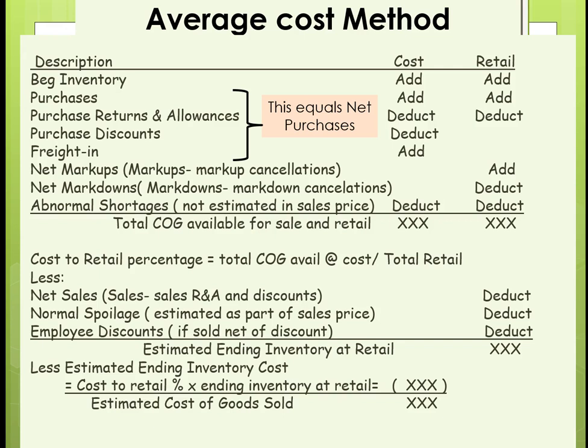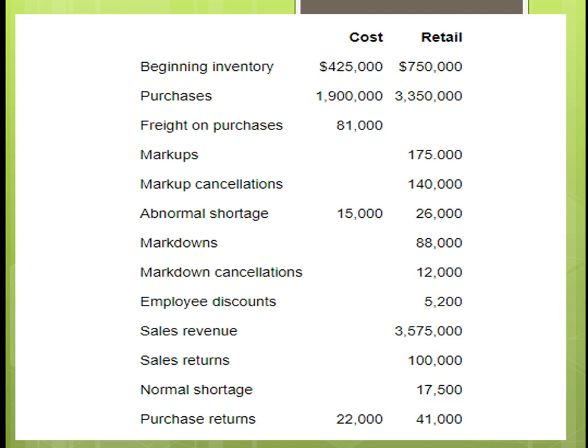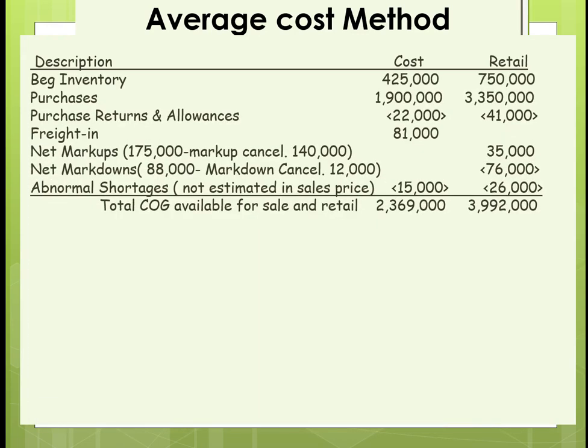Now we're going to look at an example. So this you should print out. I think it'll make it very easy to solve the problems. This is our problem. I tried to include a lot of everything in there so you can see the big picture. And now we're going to work this through. So we're going to start with our beginning inventory plus purchases, less returns, plus freight, plus markups, less markdowns, and abnormal shortages. And now we have total cost of goods available for sale at cost and retail.